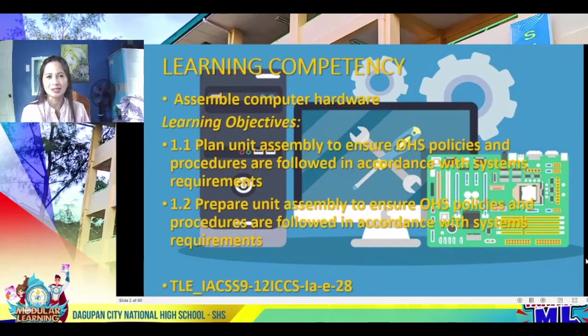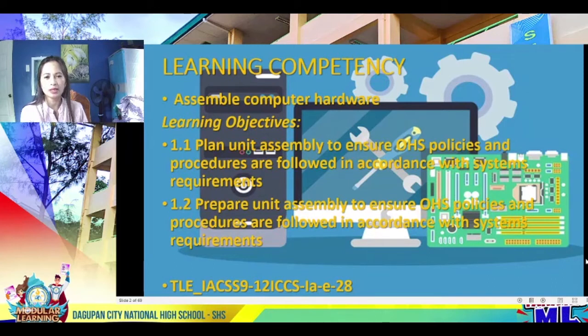Before that, let us have the learning competency which could be found in the Curriculum Guide. It states: assemble computer hardware. Our learning objectives are: plan unit assembly to ensure OHS policies and procedures are followed in accordance with system requirements.